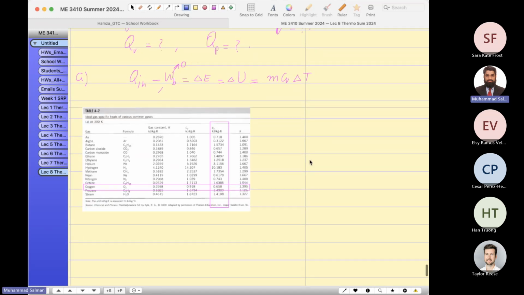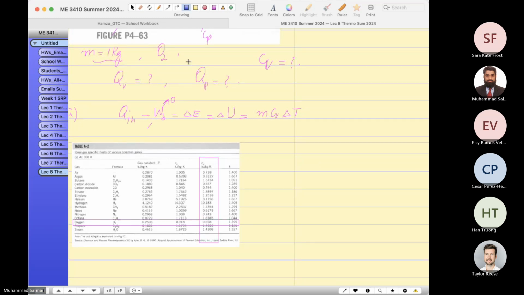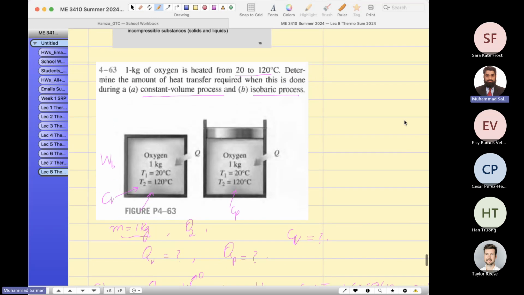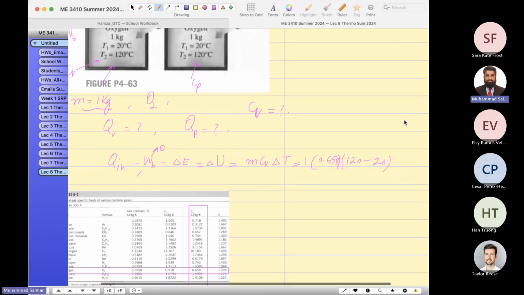It's 0.658. 120 minus 20, so you solve for this, you get about 60. So this is your answer for at a constant volume.